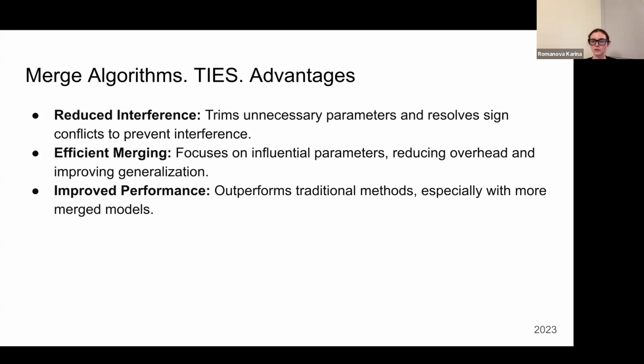And this method is applicable across various modalities, domains, and model architectures, making it a versatile tool for combining multiple task-specific models into a single multitask model without additional training. Also, by carefully selecting which parameters to merge, TIES helps in retaining the specialized knowledge each model has acquired, facilitating better generalization across tasks.